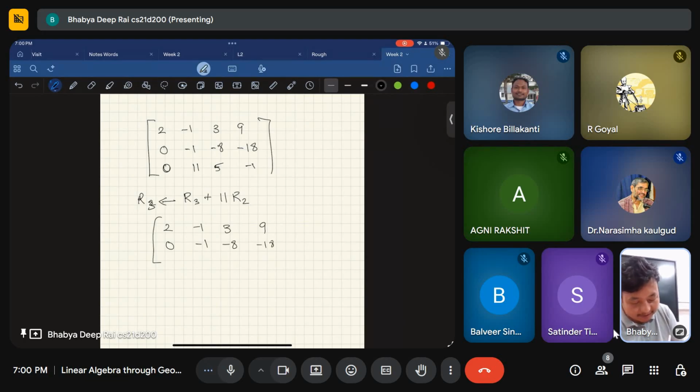What I'll get is 11 plus 11 times minus 1, which is 0. And here I'll get what? 5 plus minus 88, which is minus 83, right? Yeah, strange number. Let's hope this is correct.